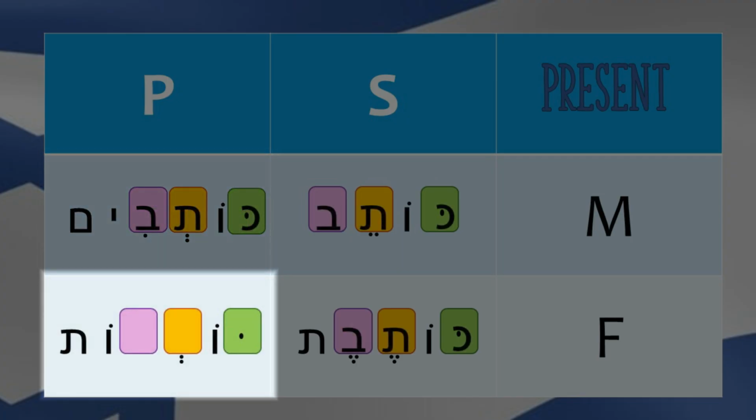And then lastly, we have the feminine plural, which again starts the same as the others. And then the second shoresh letter gets a schwa. And the third is followed by a chola maleh and then a taf. And so to say they write or those gals write, we get kotvot. It can also be we write, anachnu kotvot. Or it can be you ladies write, aten kotvot. All right, so now you know all of the regular pa'al present tense templates.